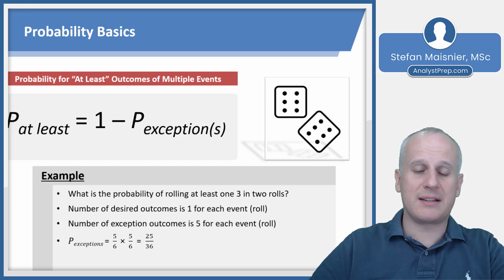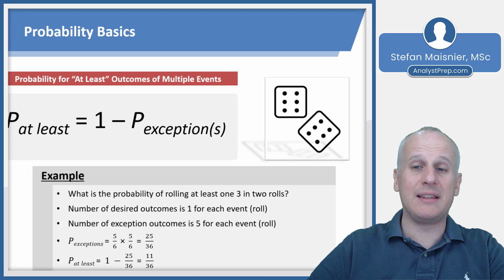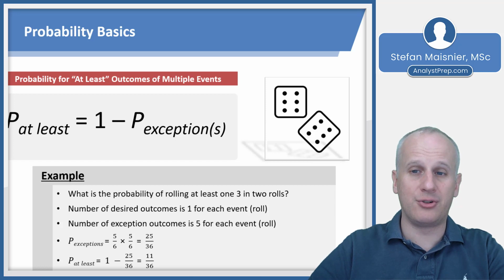So we take the exceptions of not a 3 being 5 out of 6 on the first roll and not a 3 being 5 out of 6 on the second roll. That would be 25 out of 36 instances where there are no 3s in the two rolls. Then we just take that at-least structure and subtract those 25 out of 36 not-3 rolls from the total of 1, or 36 out of 36, and know that there will be 11 out of 36 ways to have at least 1 three, because there are 25 out of 36 ways that there are no 3s in either of the two rolls.